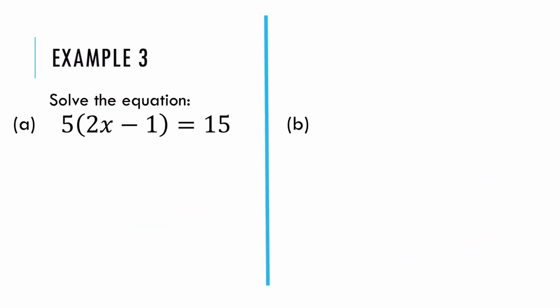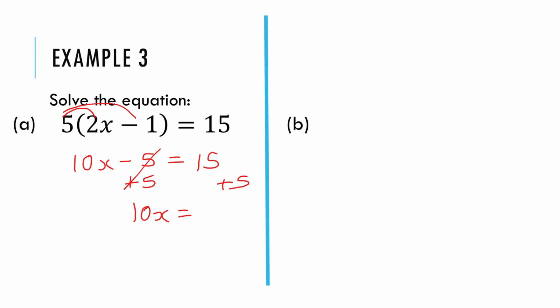Okay. Multiplying throughout by 5. 5 times 2x, just be careful here, 5 times 2x gives us 10x. 5 times negative 1 is negative 5 equals 15. The opposite of subtracting 5 is adding 5, which leaves me with 10x equals 15 plus 5 is 20. The opposite of multiplying by 10 is dividing by 10, which leaves me with x equals 2.